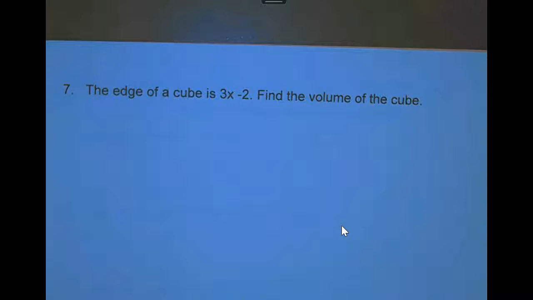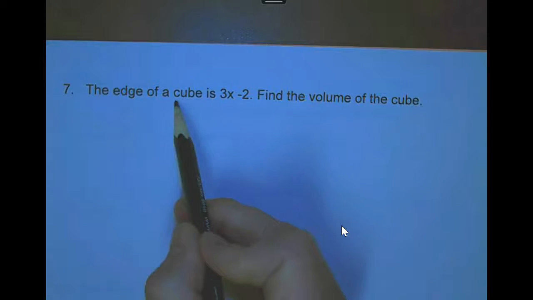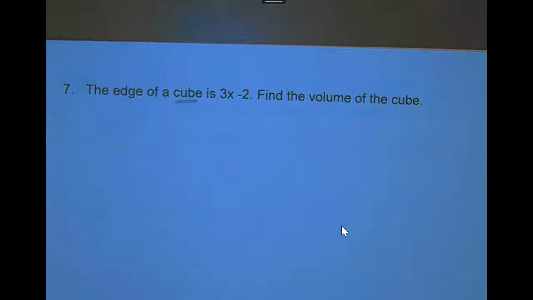For the next one, first of all, do you know what a cube is? What's a cube? Well, what makes something a cube instead of some other kind of shape? What's a cube made up of? Squares. All of the sides are squares. And so it's not exactly technically correct, but you can think of it as a three-dimensional square.